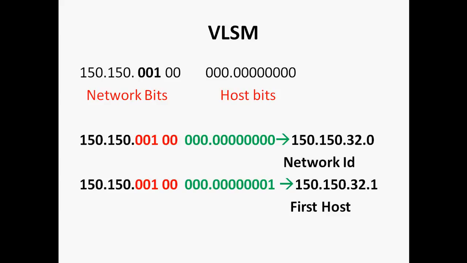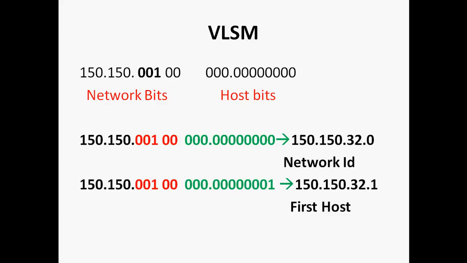So for that reason I can borrow extra 2 bits from host bits to network bits. So now you can find out the network ID. Network ID, as usual, all the host bits should be 0. Here the green color number indicates the host bits. So all the host bits I will put as 0, then I will convert into decimal format, which gives the network ID. Here 150.150, and the red color indicates the network bits, which indicates the borrow from host bits to network bits.